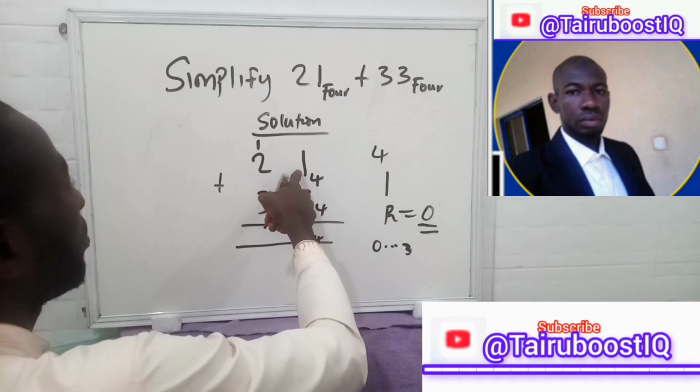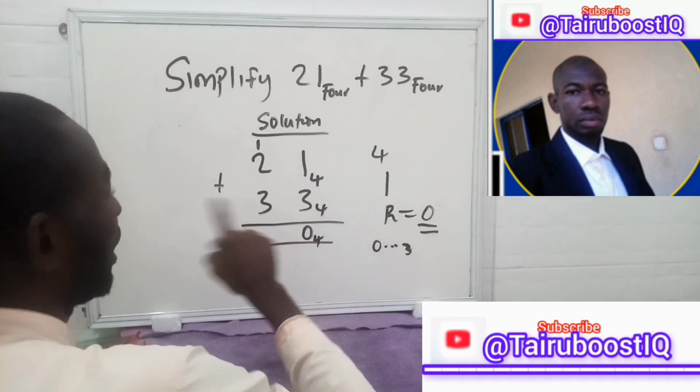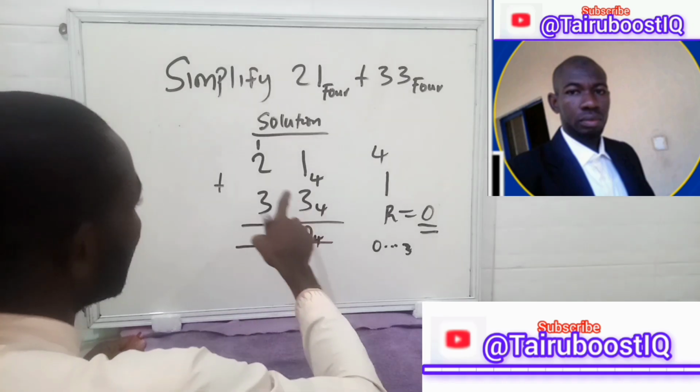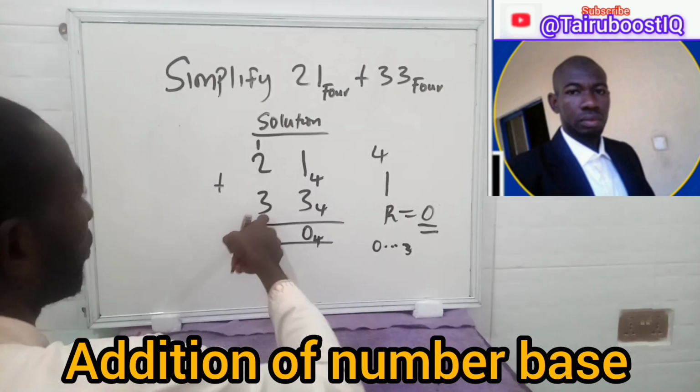That is, if we say 1 plus 3, we have an answer like 0. 1 to 3 is not equal to the base, so we leave our answer like that. Then the next, we say 1 plus 2 will give us 3. 3 plus 3 will give us 6.